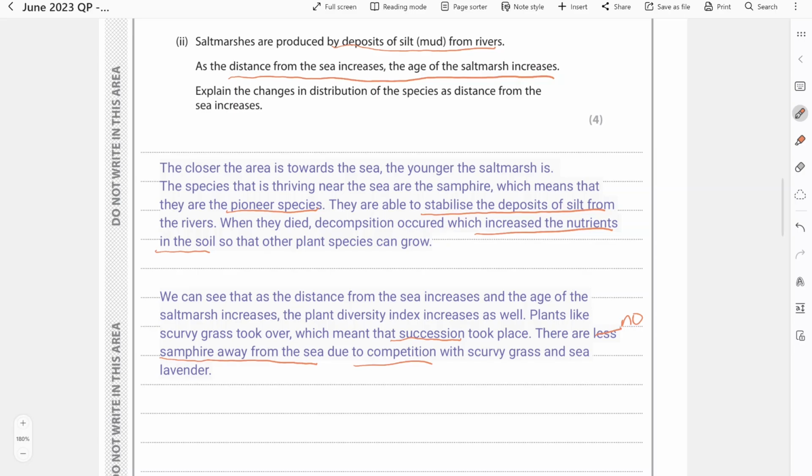So we have 1 mark for pioneer species. Second mark is succession took place. Third mark is being able to stabilize the soil. Fourth mark is increasing nutrients when they die. And fifth mark would be competition, right? So that's why there's no samphire away from the sea.